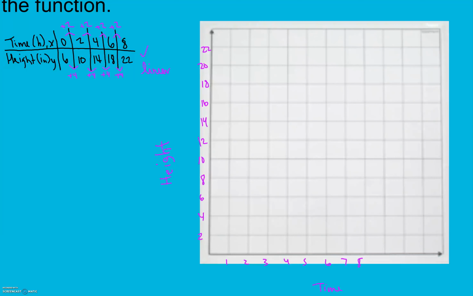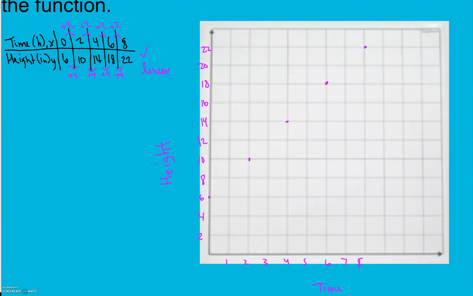I'm going to plot my points. I have 0, 6, 2, 10, 4, 14, 6, 18, and 8, 22. And we check, can we connect these with a straight edge and a line? Try that again here. Since I can use a line to connect these, it means that it's linear. So this also shows it's linear.